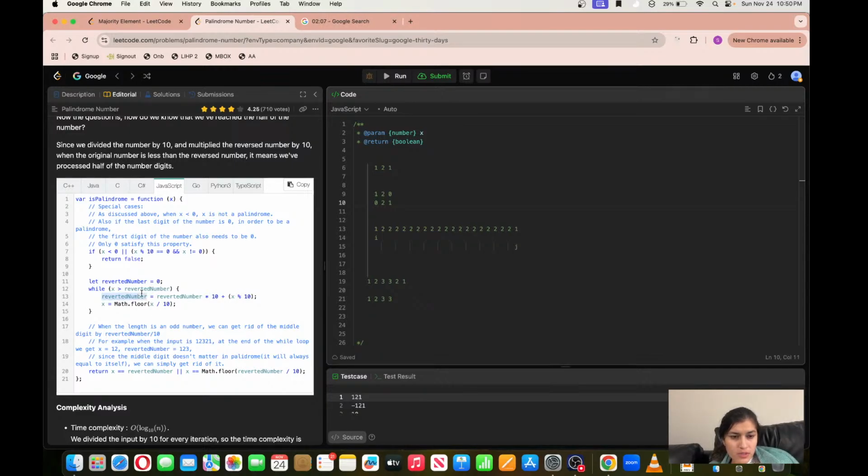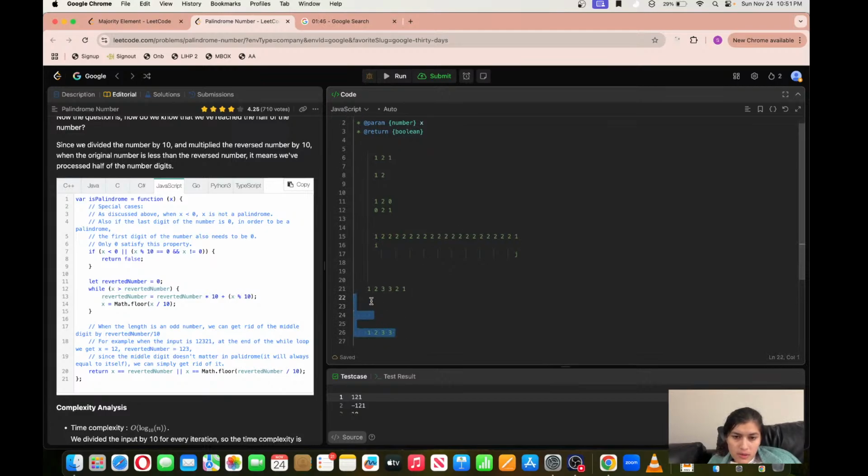I mean, the reversed number will always be less than x because it will start from 0. Suppose it is 1 2 1, then first of all it will be 1, and 1 is still less than x, and then it will be 2. This is still greater, this is 3, this is still greater, 1 2 3, 3.